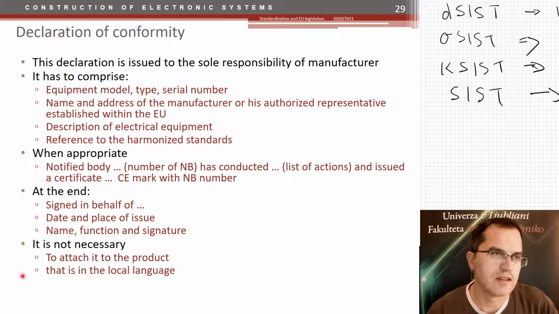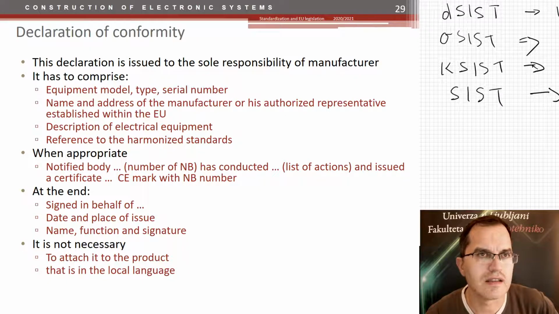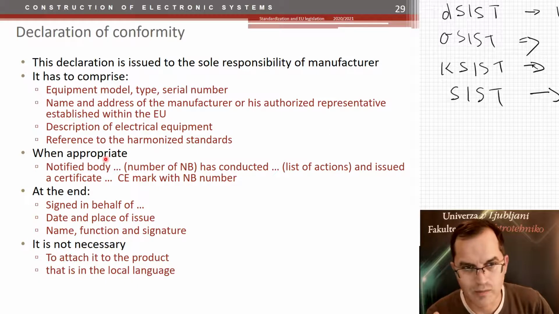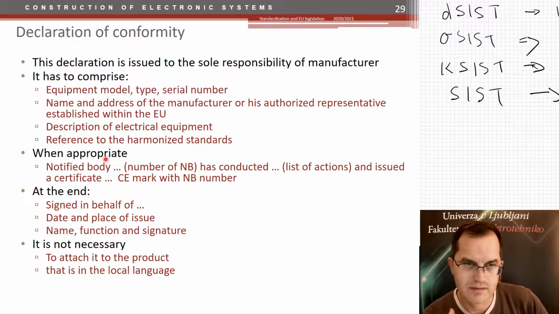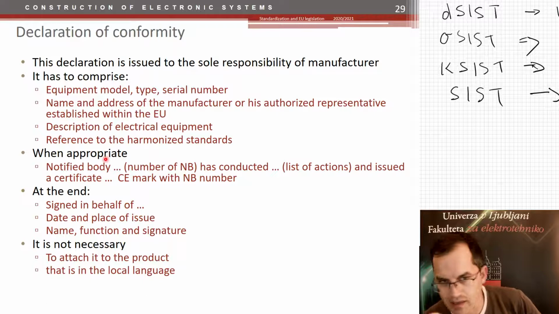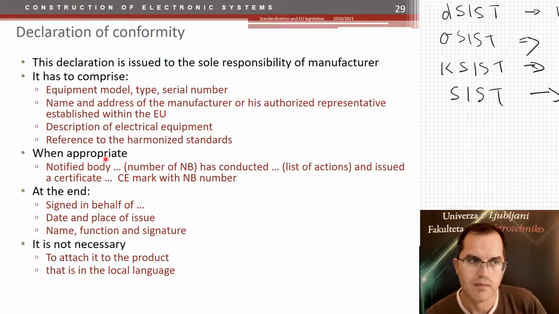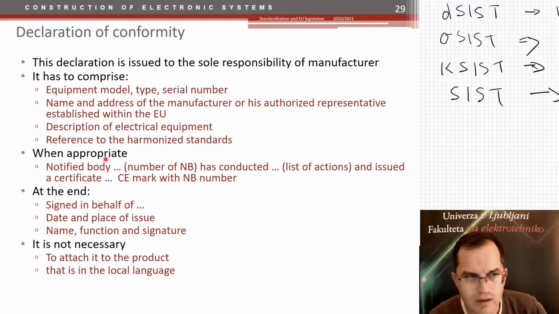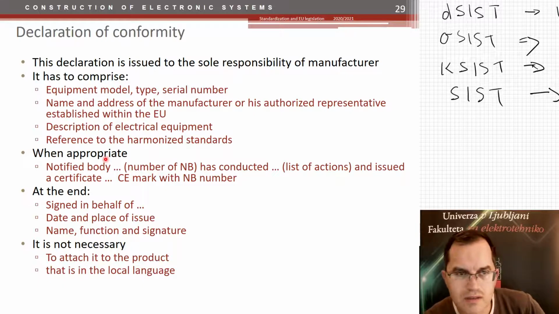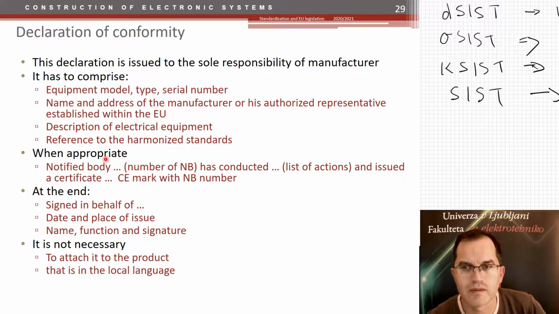Declaration of conformity, on the other side, is a document that is available to everyone. It's an online, free document, which just tells the basic data of the product, such as the notified body number if it was tested by a notified body, and at the end the signature of the responsible people. It's not necessary that it's attached to the product. It could be in the local language or in any global language. But that's the legal document that states the responsibility of the manufacturer for the conformity.